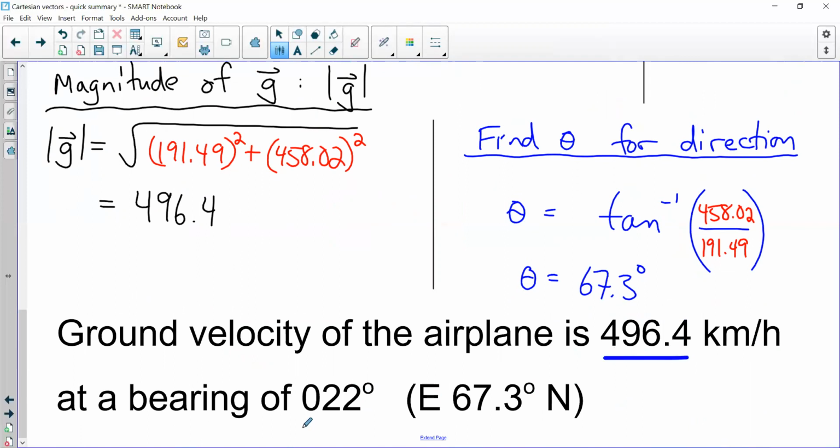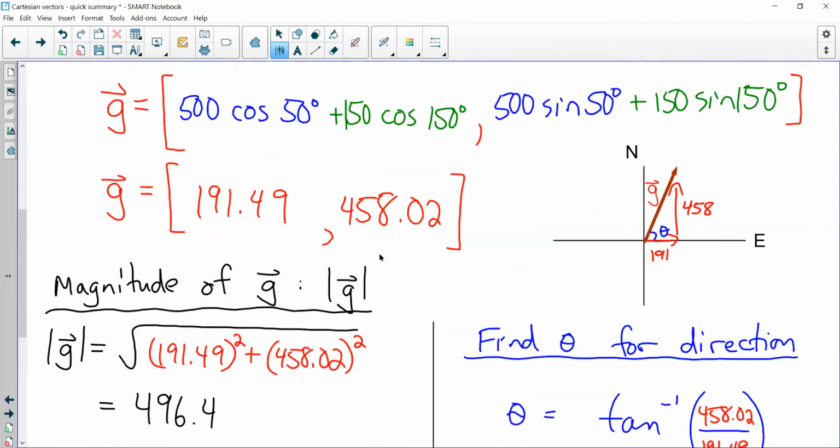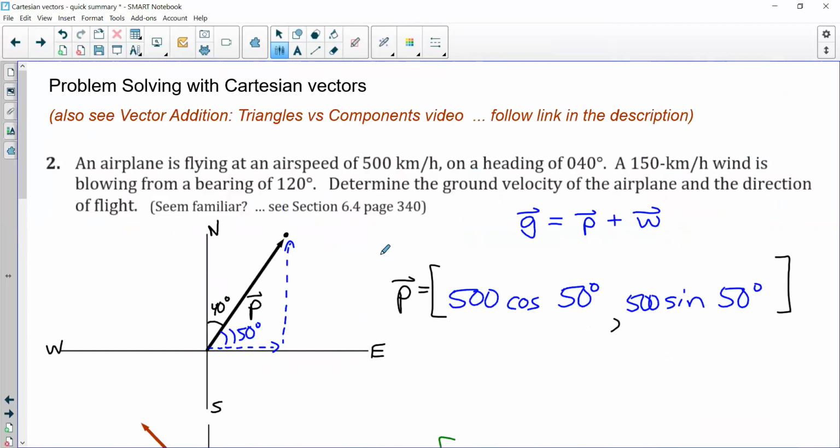So the velocity includes the magnitude and the direction. Again, it takes a little bit more writing, but it's a little bit more logical for some of you to maybe get through the word problems, regardless of whether you're dealing with chapter 7 or chapter 6 techniques.